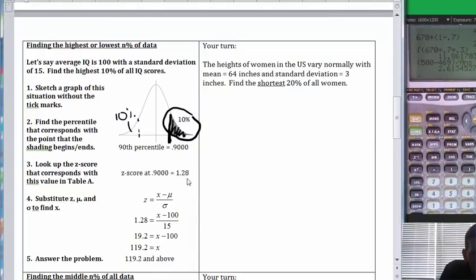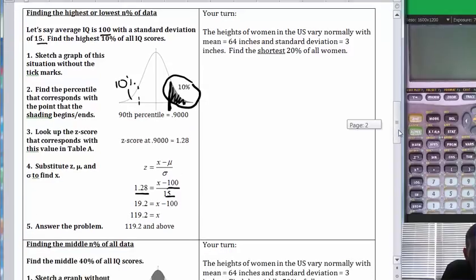That's our z-score. We're going to substitute this z-score in for z. We know the mean is 100 and a standard deviation of 15, so we're going to plug those into our formula as well. And you're going to have to do some algebra to figure out what x is equal to. In this case, when you do the algebra, you're going to get 119.2. That's the value that we're looking for. Highest 10% of all IQ scores start at 119.2 and above because it's shaded to the right.